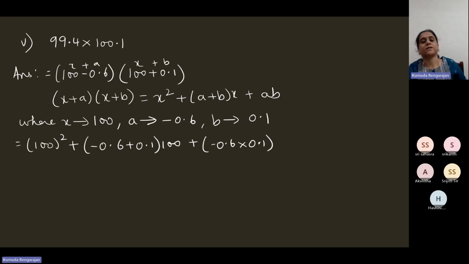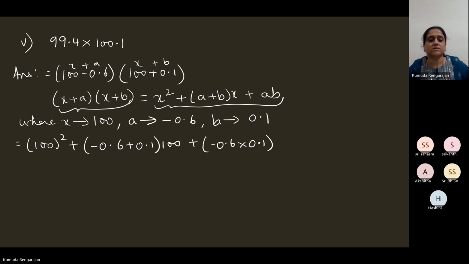So 10,000 minus... Children, the number between 99.4 and 100.1 is 100. So you must write 99.4 using 100: 100 minus 0.6. And 100.1 is 100 plus 0.1. Now this is of the form x plus a into x plus b, where x is 100, a is minus 0.6 and b is 0.1. This is the question, and this is the answer. So substitute for x, a and b.